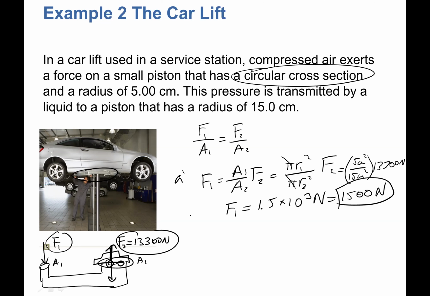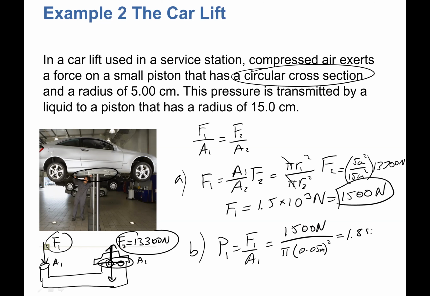And for part B, it's asking what will be the pressure anywhere inside, right? Remember, the pressure is the same. Well, I can use either P2 equals F2 over A2 or P1 equals F1 over A1. So might as well, let's use this. Let's say this is 1500 newtons, which we just calculated, divided by pi times r square. Here I need to convert to meters, so it's 0.05 meters square. And what we get here is 1.88 times 10 to the 5 Pascal. All right, so that's the answer for part B.